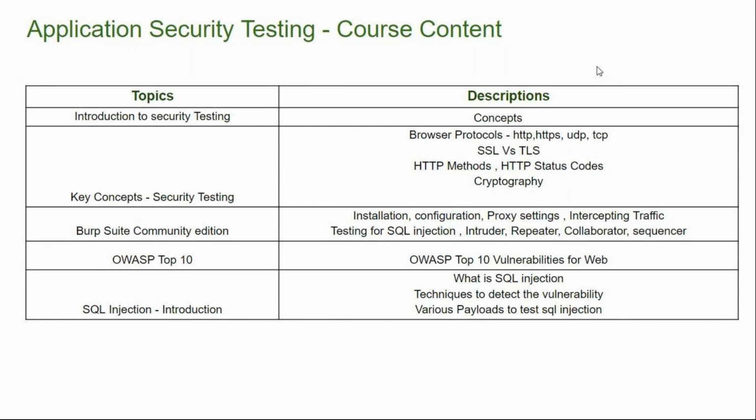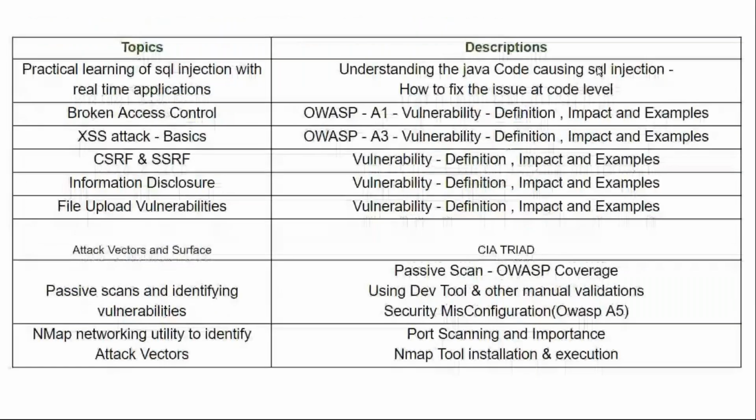Okay, and from there we'll go into some of the very important vulnerabilities among this top 10. The first being SQL injection. We'll go over what is SQL injection, what are the techniques to detect the vulnerability, various payloads to test for SQL injection, and then we'll also practically execute a few application-level transactions, inject the SQL payloads, and see how SQL injection actually works, and how a hacker can make use of this vulnerability to hack into your system. We will try to learn from a testing perspective how we go and test it.